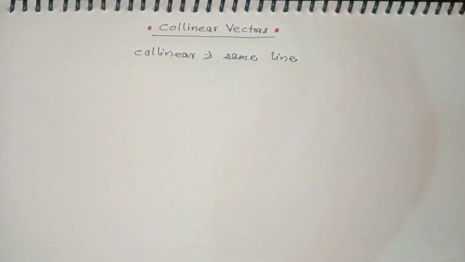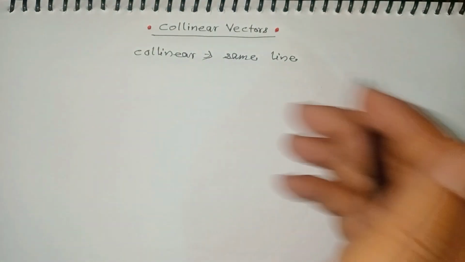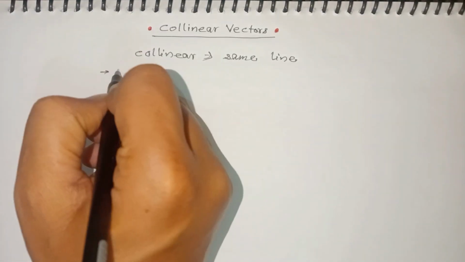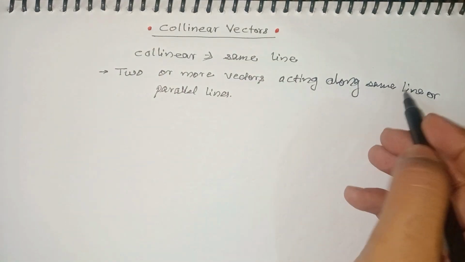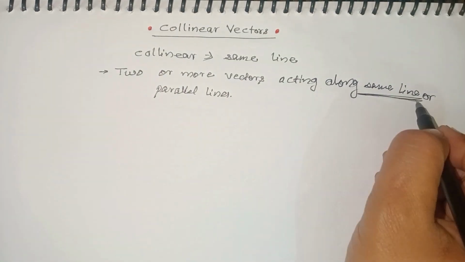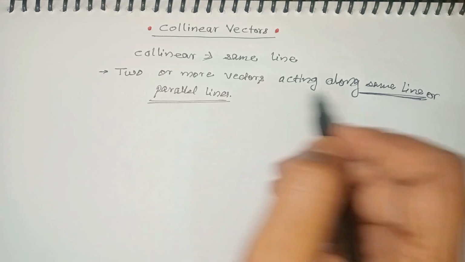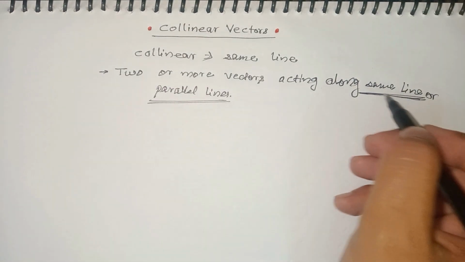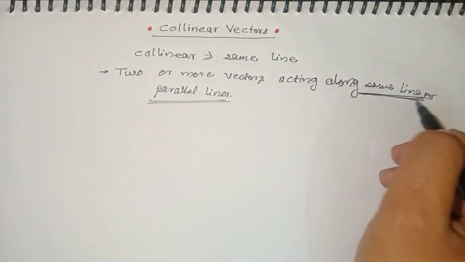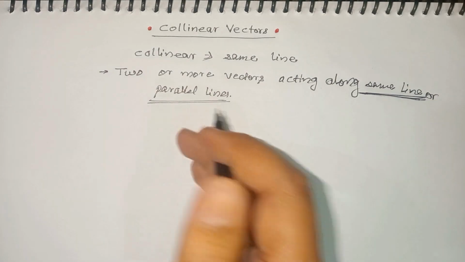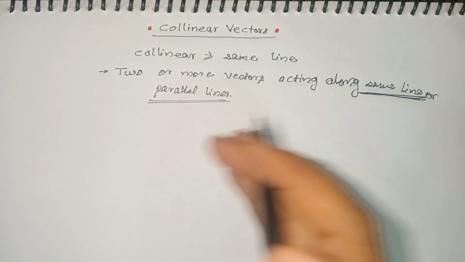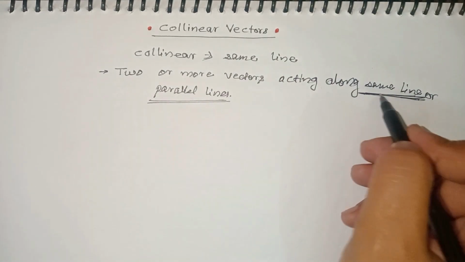It means two or more vectors act along the same line. Its definition is two or more vectors acting along the same line. Same line or parallel lines, they are called collinear vectors. The most important point is this: the same line. There can be many vectors, 4 vectors, 5, 6, 7 vectors, all acting along the same line.